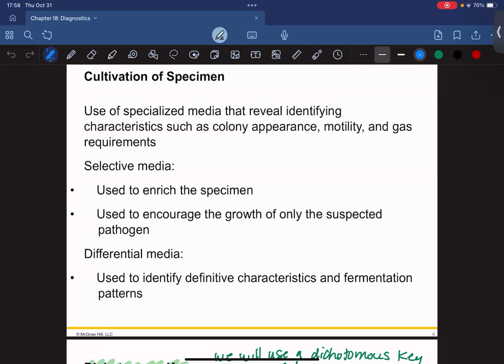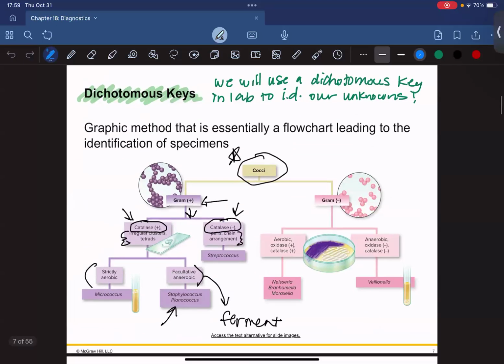Also, same thing with differential media. If you think that it's something that can ferment and that helps steer you in the right diagnostic direction, you might choose a media that you're going to look at fermentation. Cool. Dichotomous keys are something that we will be using in our lab at the very end of lab, once we get closer to determining what our organisms are with our unknown.